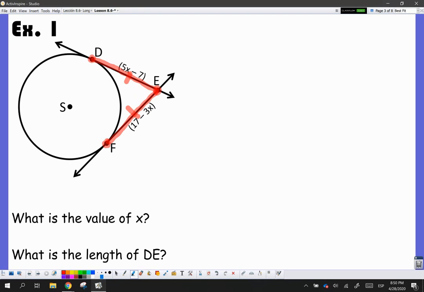So knowing that these 2 are congruent, I can find the value of x by solving an equation for x. Because I know that they're congruent, then whatever length this segment is and whatever length this segment is has to be equal. And because they are equal, then my equation is going to look like this. 5x minus 7 equals 17 minus 3x. So I need to solve this equation to get the value of x.